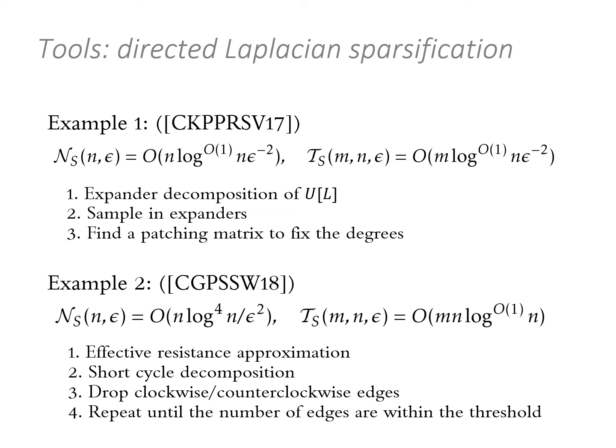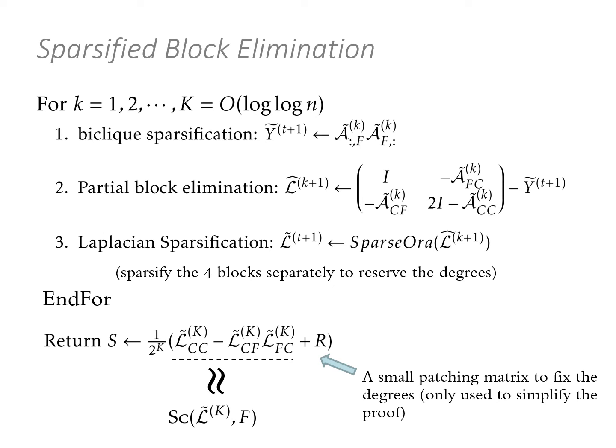The second one is based on short cycle decomposition. It has longer running time, but has a smaller number of non-zero entries. In this method, the number of edges will decrease exponentially until it reaches some threshold. In each iteration, the edges with high effective resistance are always preserved. Then do short cycle decomposition to the rest of the edges and drop clockwise or counterclockwise edges randomly. Our pseudocode of sparsified block elimination is illustrated in this page.